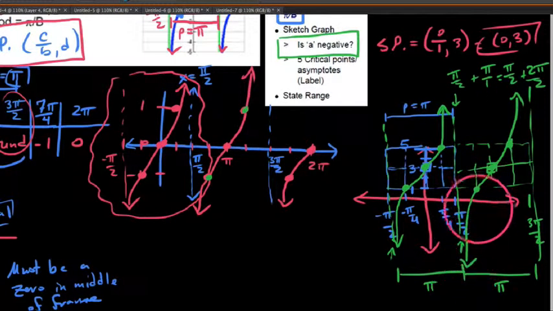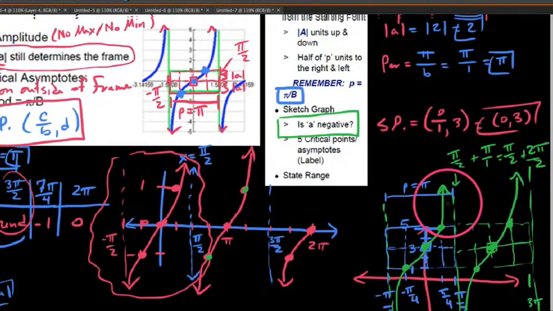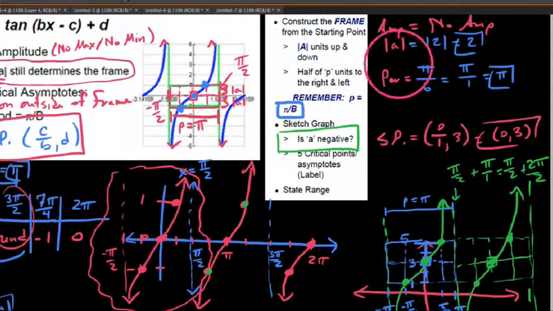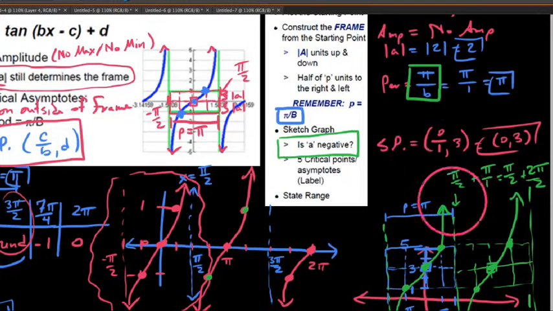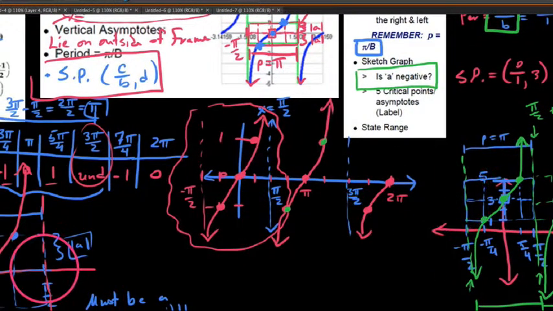Okay. So with respect to our tangent graph, we still find the starting point, the absolute value of A, and the period using pi over B. But when we start our frame, we start our tangent curve with the starting point being the middle of the frame.